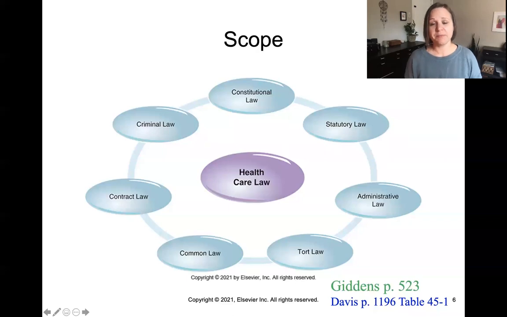So there are a number of types of laws that healthcare law encompasses. Statutory law are those legislative votes from Congress on the state or federal level. Administrative law are the regulatory bodies that govern healthcare. Tort law is considered malpractice. We're going to talk about that a little bit more. Common law means case law, things that judges have decided. Contract law are contracts between government agencies on how things are going to be overseen.